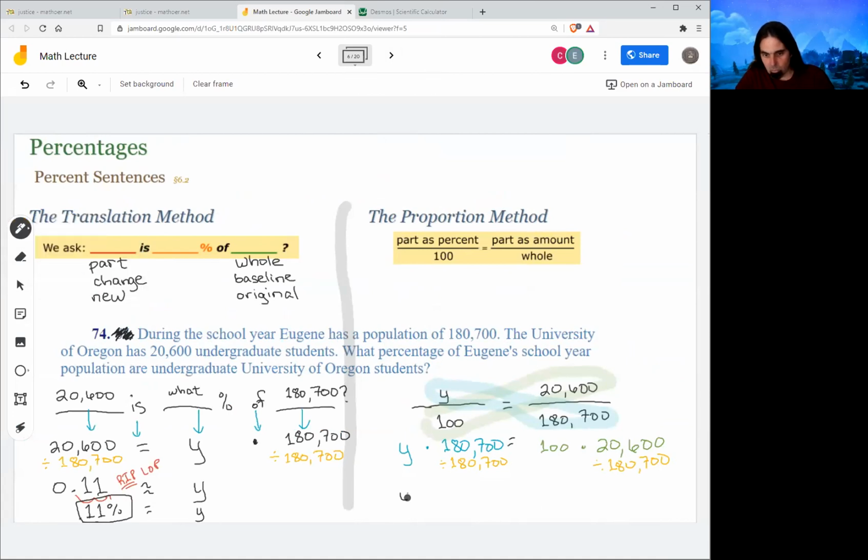And now we will get y is about 11. It will not be 0.11, it's just going to be 11, and we just put a percent sign on it. Because again, the over 100 is how we pay for that percent sign. These things have sort of hidden percent signs on them already.